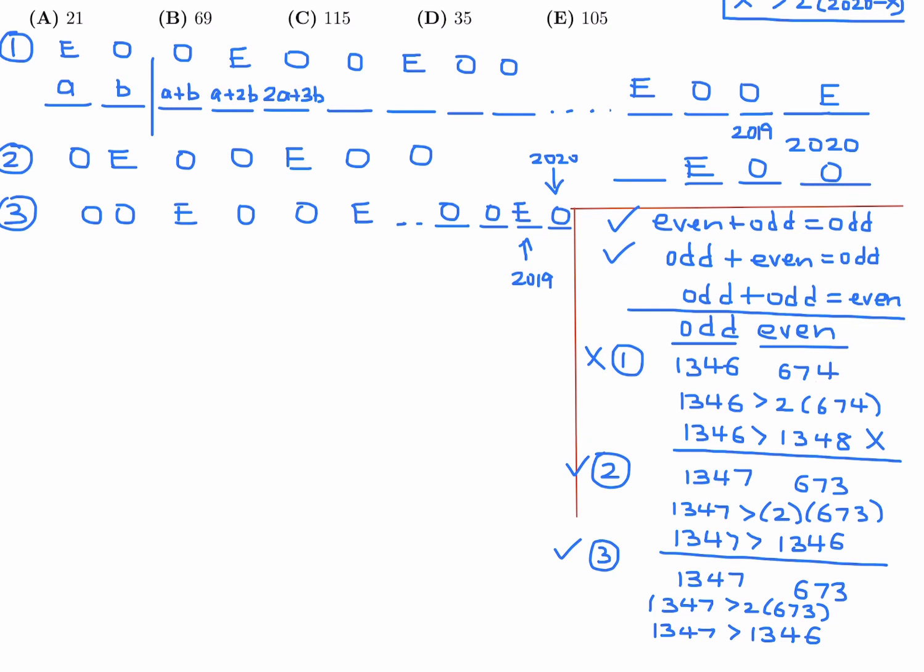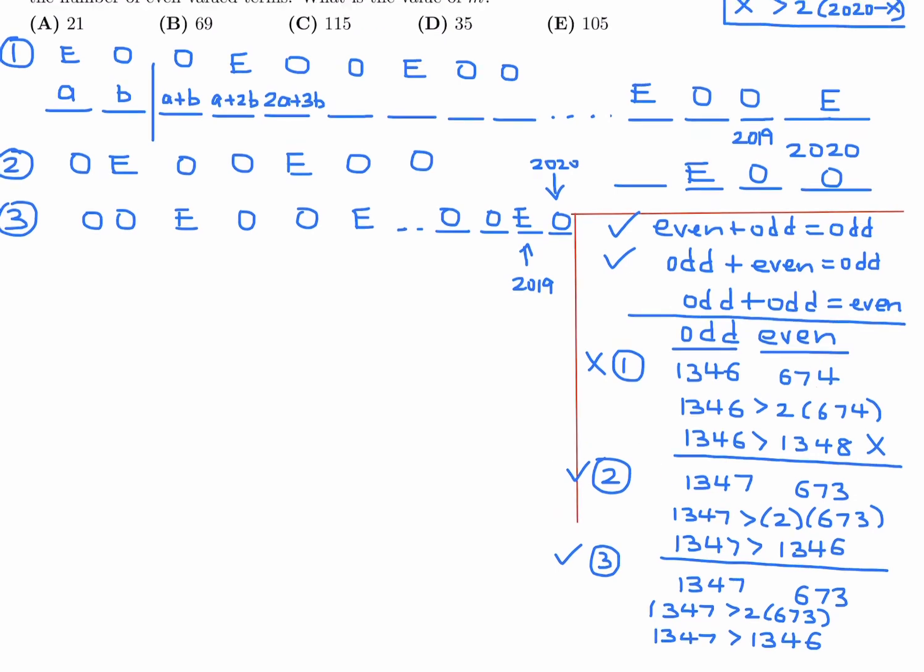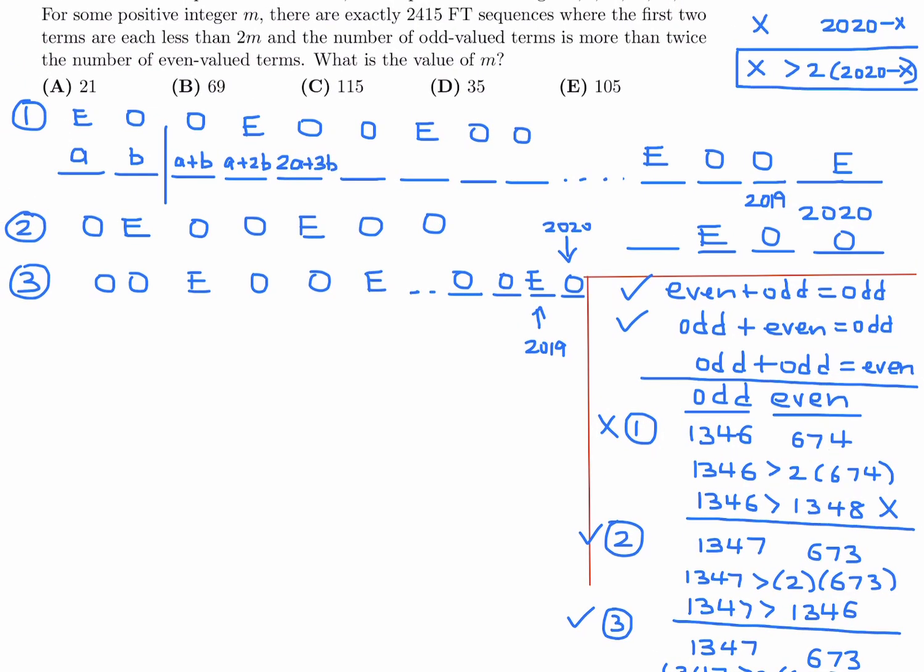All right, so now we have to figure out what is M. Let's go back and figure out what M is. For every positive integer M, there are exactly 2415 sequences where the first 2 terms are each less than 2m. Okay, less than 2m. So let's just start with an answer choice. I think that is the best way. If I start with m, it might get a little too abstract and I might lose you. So I'm going to just start with a number.